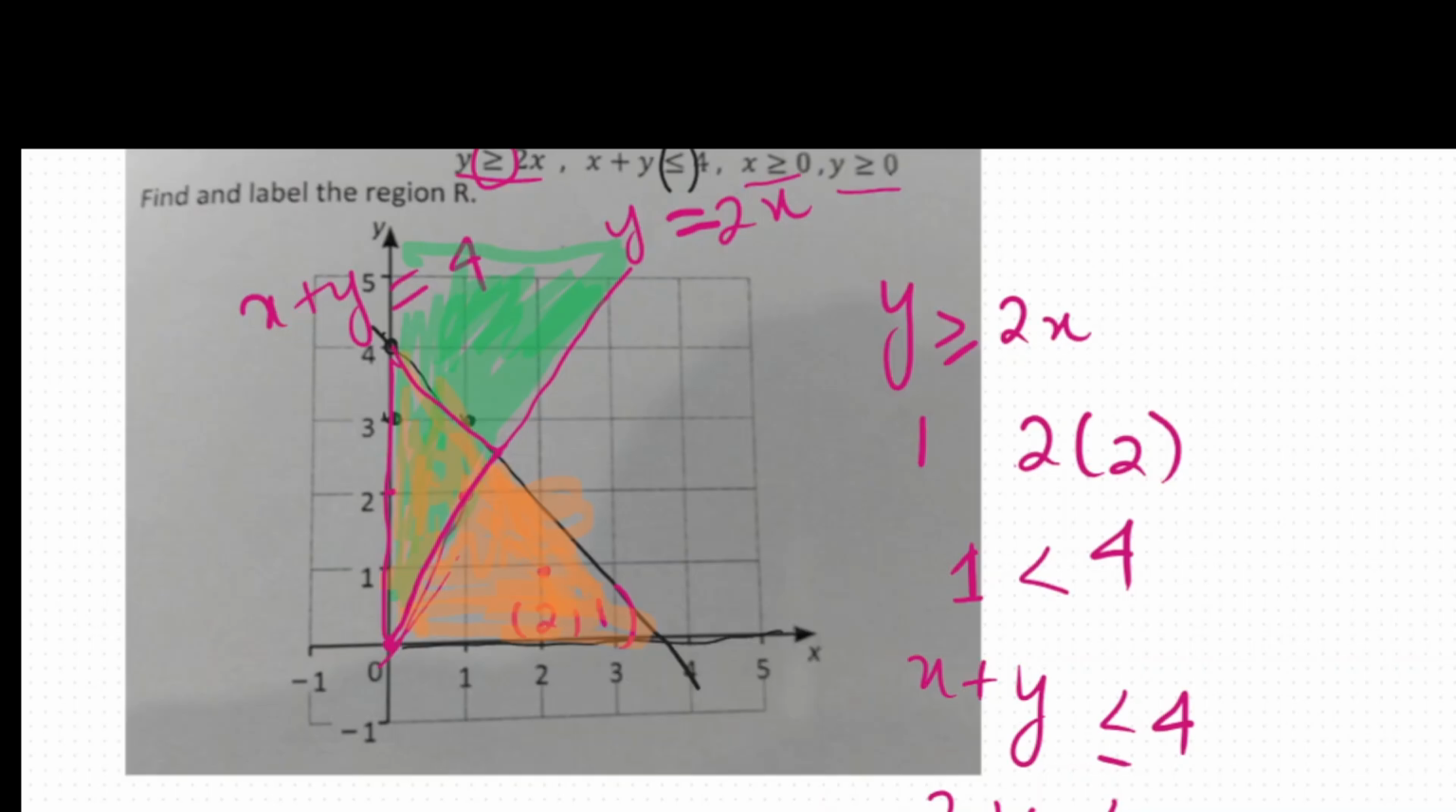Now this R is our region. R is the specified region that we were supposed to label and find. This region R is bounded by the shading of both these lines, y equal to 2x and x plus y equal to 4, since these are inequalities. So R comes from the shading of both these lines, and it also follows the conditions x greater than or equal to 0 and y greater than or equal to 0. So your shaded portion should not exceed the y-axis and the x-axis. And that is our final answer. So that is all for today. Thank you for watching.